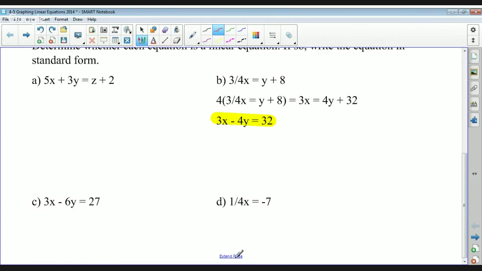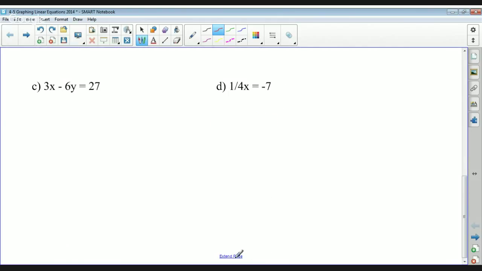Okay, hopefully we've had enough time to look at it, so let's talk about it here together. Example C, is it linear? It has just variables x and y, so that's good. So this answer, yes, it is. But is it written in standard form? 3, 6, and 27. They can be divided by more than just the number 1.